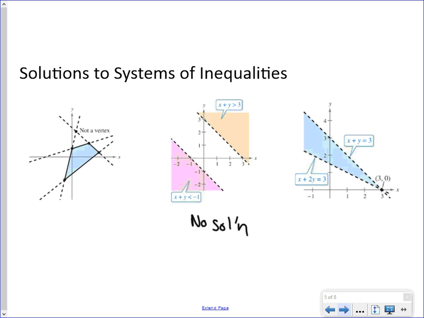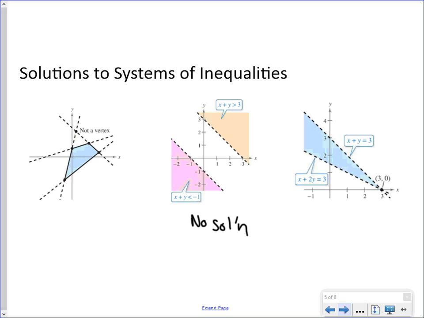Yes. Of all the shaded pieces. Yeah. So over here, do you see how there's basically, what is there? 1, 2, 3, 4 different lines. And some of the lines are shaded below the line, and then other lines are shaded above the line. And then where everything overlaps is this little quadrilateral right here.